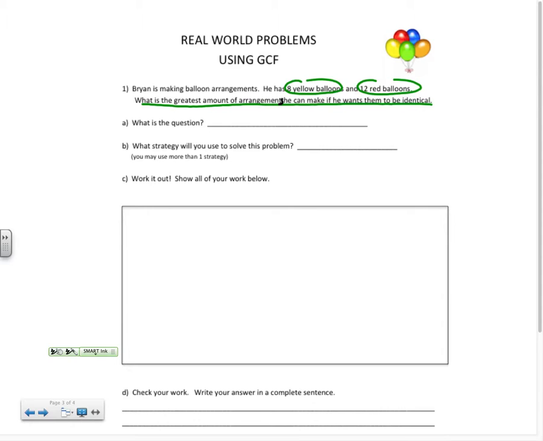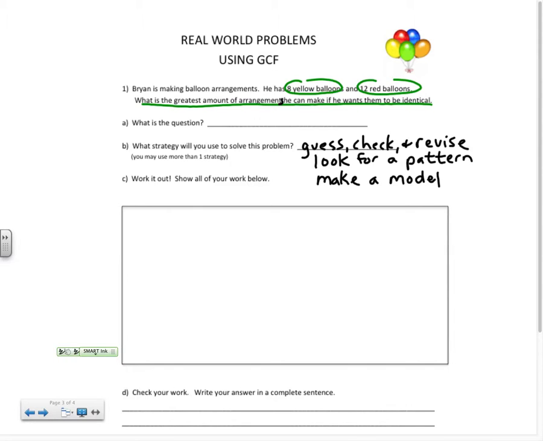So what's the question? What is the greatest amount of arrangements he can make if he wants them to be identical? What strategy will you use to solve this problem? I can probably use guess, check, and revise. I can probably look for a pattern. I might be able to make a model or use manipulatives. So there's a lot of different ways I can think about how I'm going to approach this problem. As I'm going through it, I may change that approach, but at least I have a strategy right now.